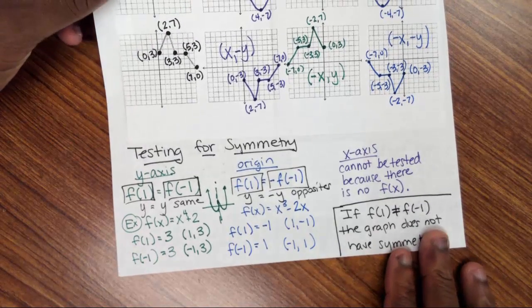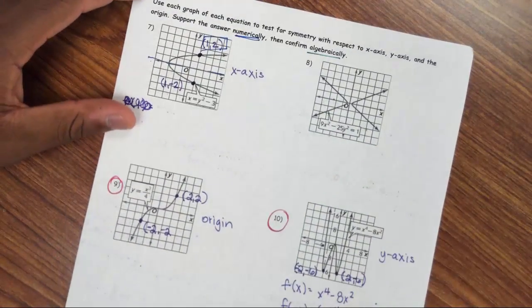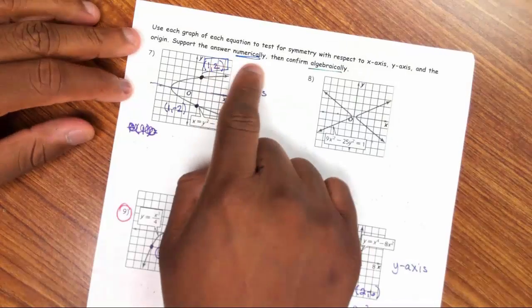So look at the homework real quick. Let's talk about that. Here's what I want you to do on the back part. Look at problem number 7 on the back. What you're going to do first is just look at the graph and tell me what kind of symmetry it has. X-axis symmetry. Y'all see that? Everybody understand that part?